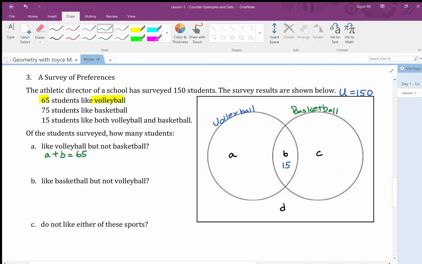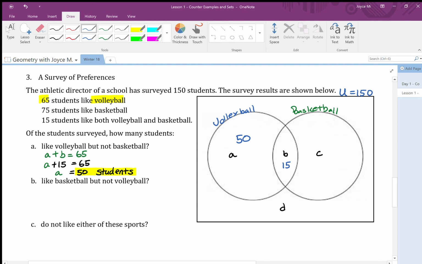So I'm going to solve for A. I know B is 15, so I have A plus 15 is equal to 65. Now subtract 15 from both sides, and A is equal to 50. So 50 students like volleyball but not basketball. Let me just put 50 here. Okay, that will be part A.